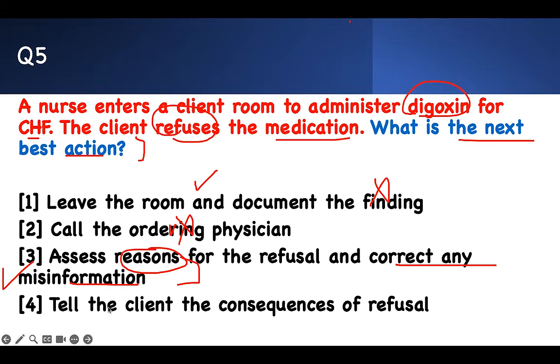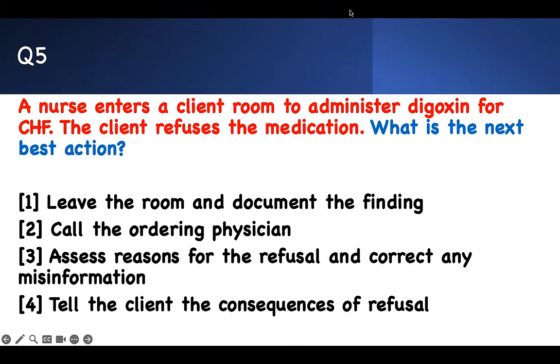Telling the client the consequences of the refusal is part of when you try to find out what the problem is and correct the information. So this is wrong. So 3 is the best answer.